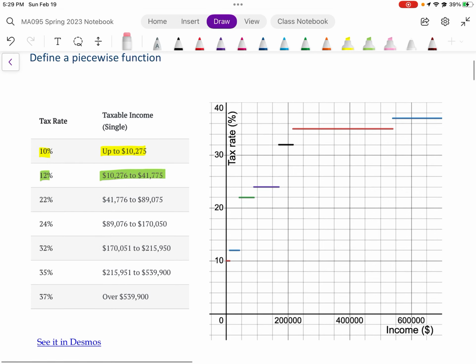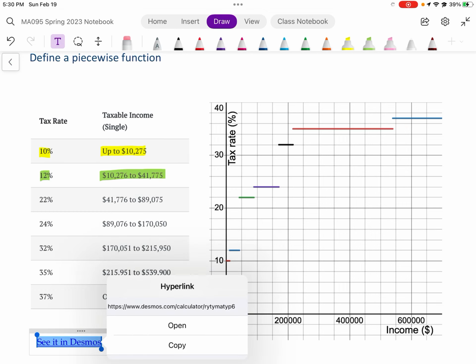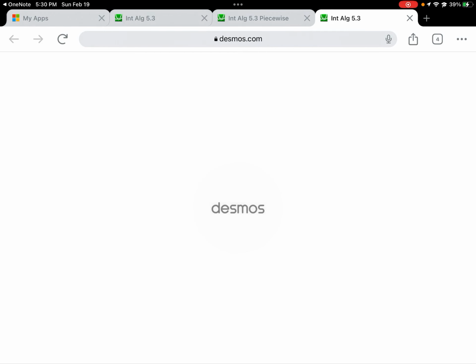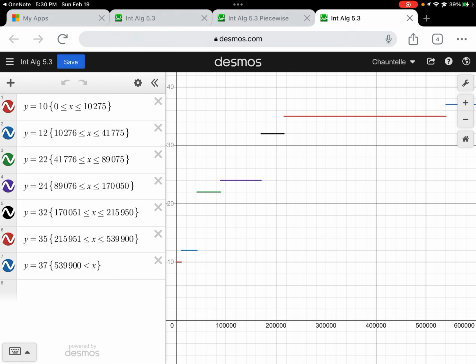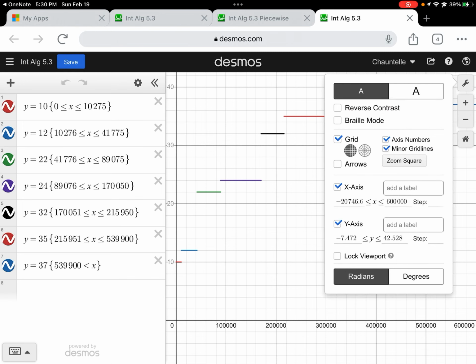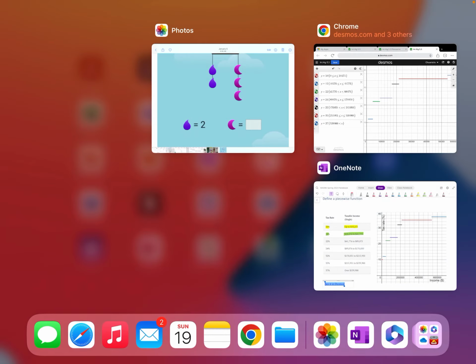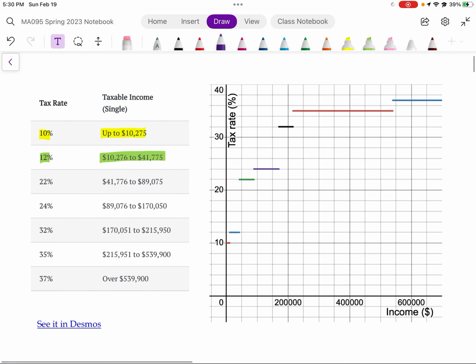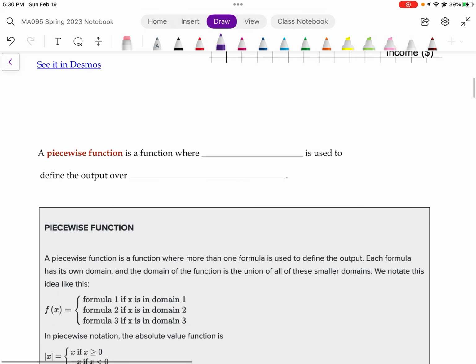And if you'd like to see it in Desmos, you can make sure you're in text mode on this template, tap on See It in Desmos, and then tap on Open. And it will show you how to do this. So if you're going to graph each one of those, notice I have y equals 10 when x is between 0 and 10,275, and so on. And I had to adjust all of my axes so that these would all show. And you do that by going into the Tool button. So I changed my x-axis and I changed my y-axis. All right, so coming back here, you'll need to know when you go into Desmos how to change the domain and range.